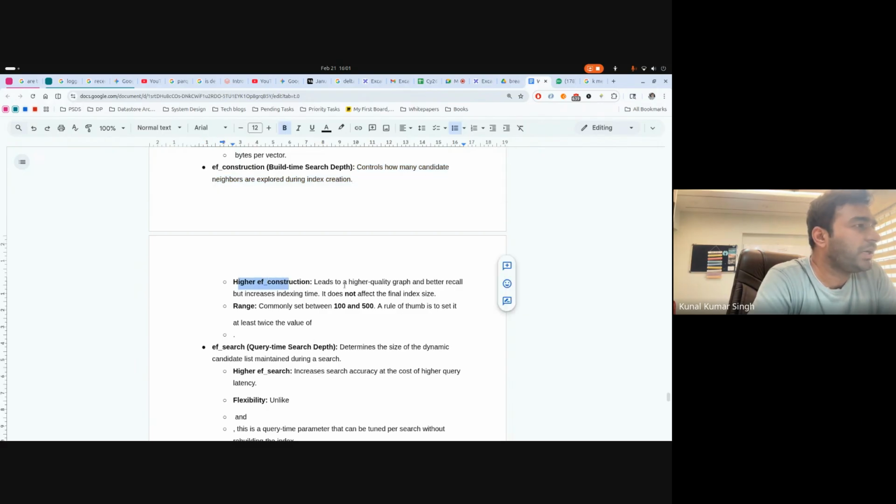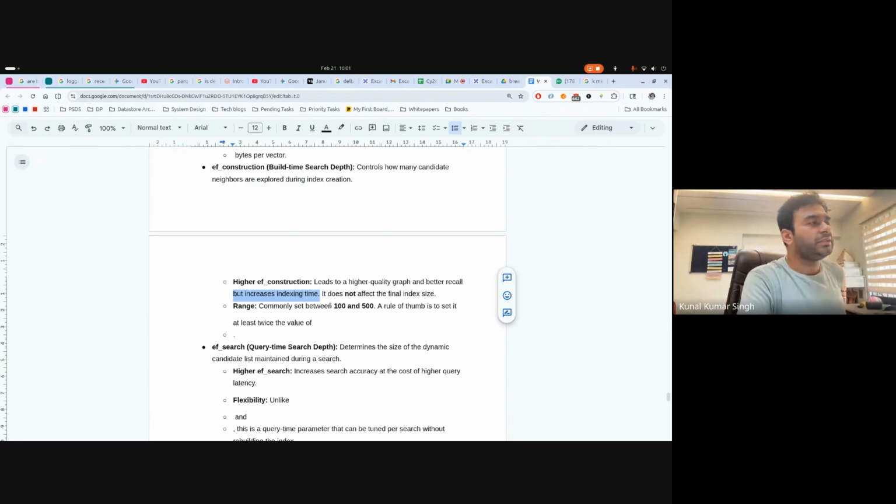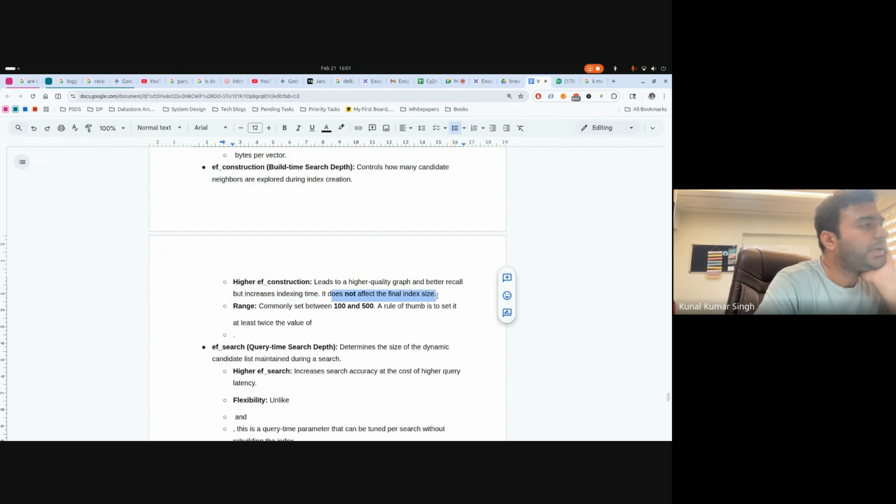So EF construction leads to a higher quality graph. Yeah, it's a higher quality graph and better recall, but increases indexing time. Indexing time will increase because now more neighbors are connected. How many candidate neighbors are explored? You will be exploring a lot of candidate nodes before you insert it. So it does not affect the final index size.